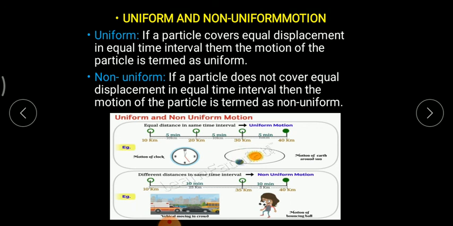Exactly the opposite of uniform motion is non-uniform motion. If an object covers unequal distance in equal intervals of time, we will say it is a non-uniform motion. The motion of a vehicle on a crowded street is an example of non-uniform motion.